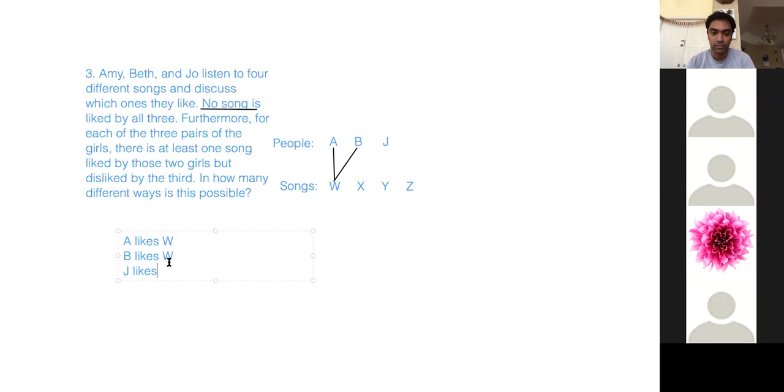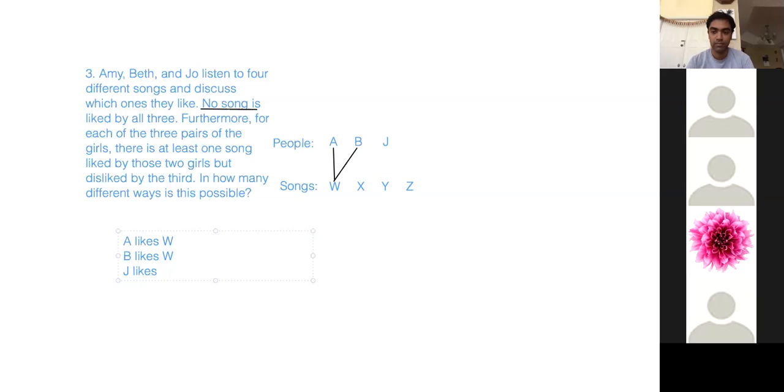Sorry, can you repeat the question? Yeah, sure. Let's first start off by just finding one example that satisfies this. So let's try to assign songs to the people who like those songs and see if it satisfies all the criteria. So first I started off by saying both A likes W and B likes W. Now that satisfies the first pair, that A and B both like a song that J doesn't like. Now how else could we assign the remaining songs to people to satisfy more of the conditions?